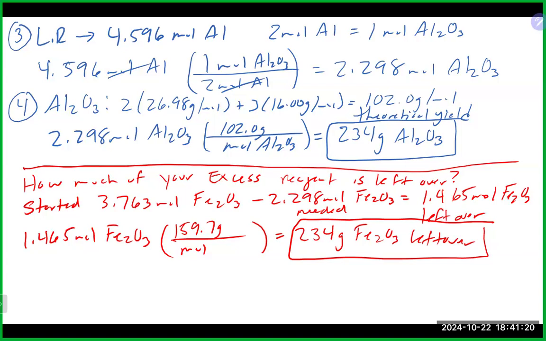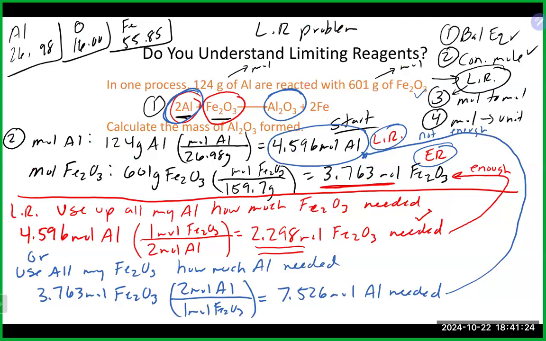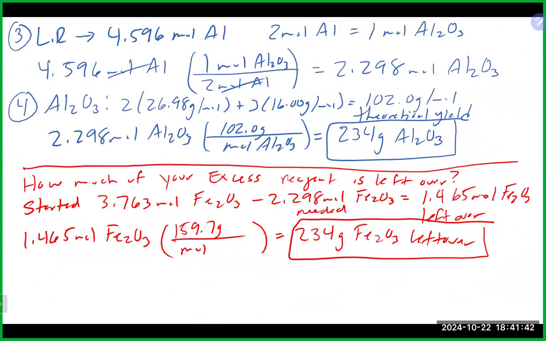Any questions on this approach? Now, if you did your limiting reagent calculation using the other method and you were asked that question, you would need to go back and do this calculation to figure that answer out. You might have chosen correctly, or you may not have, so you might have had to go back and actually do that. Any questions on this approach?